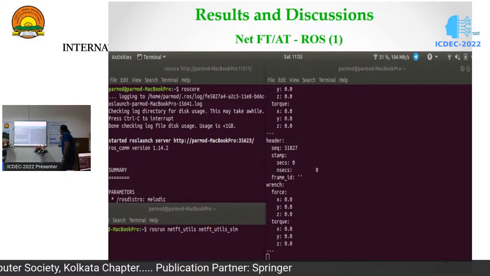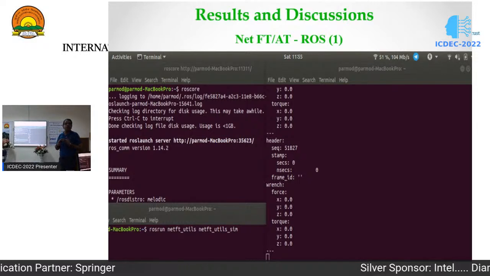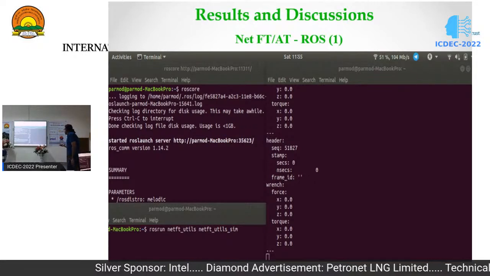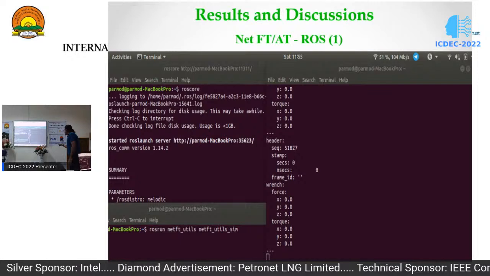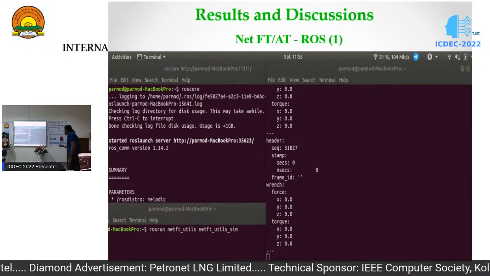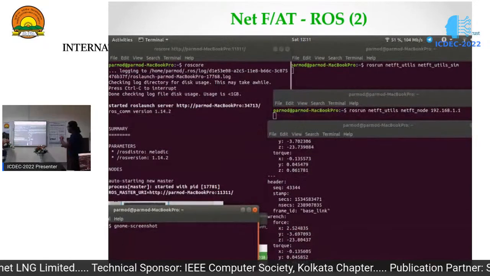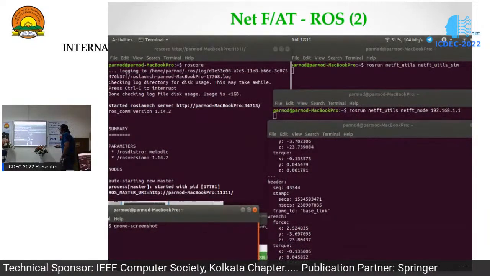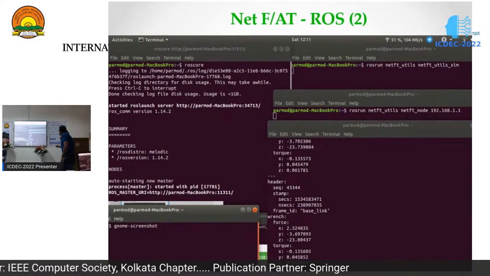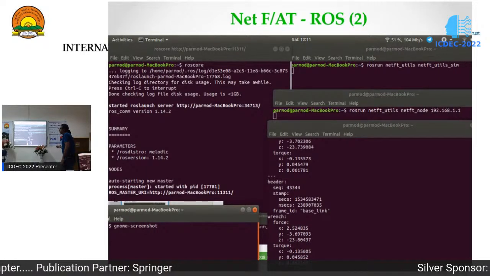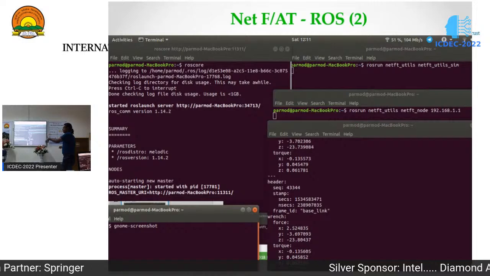Are you able to see this one? Wrench is a combined term which is used for force and torque. If they are cumulatively connected together, it is a wrench. Initially it is 0: force on X, Y and Z is 0, and the torque on X, Y, Z is 0. But now see, it's a screenshot. Now you are able to see the force on the X, Y and Z axes when you are implementing it.